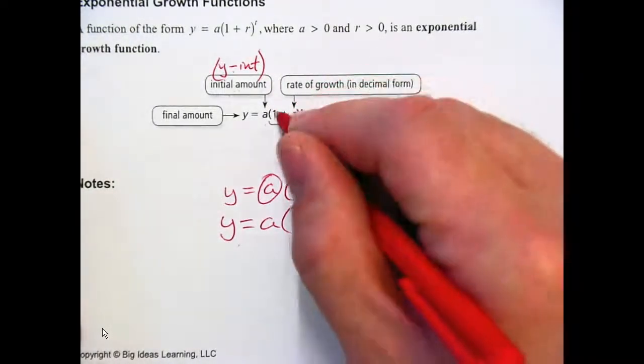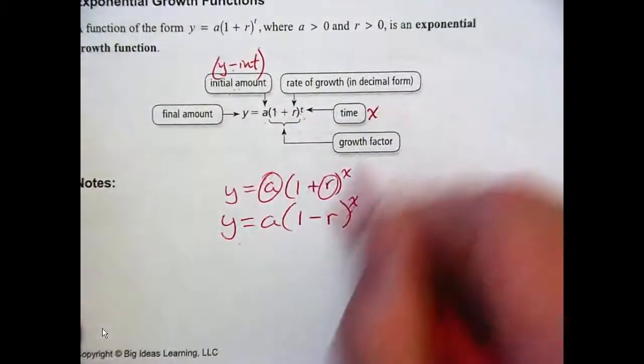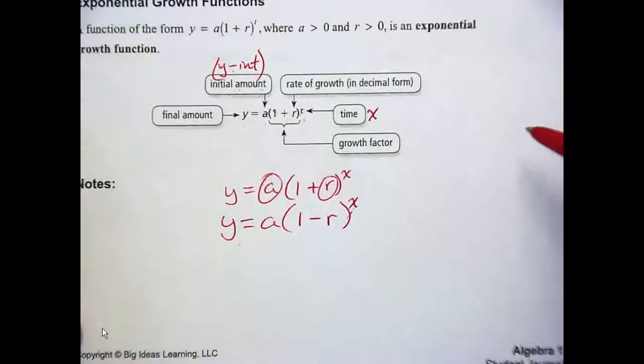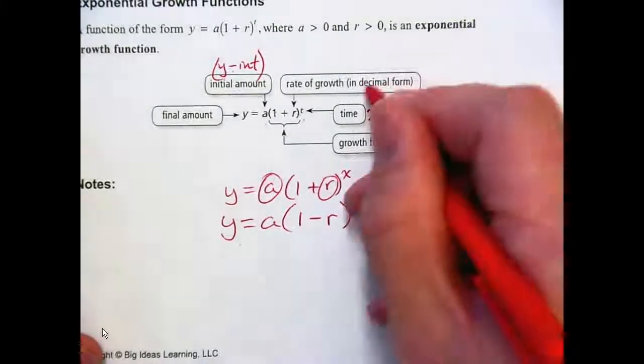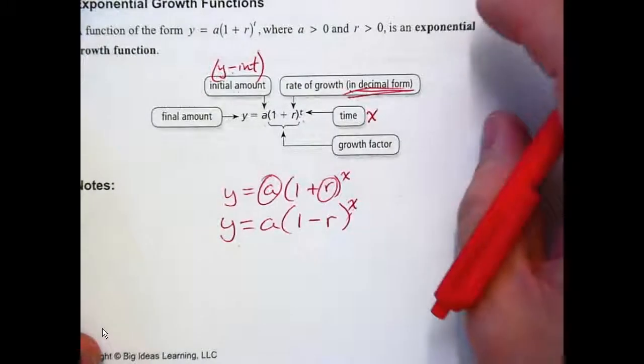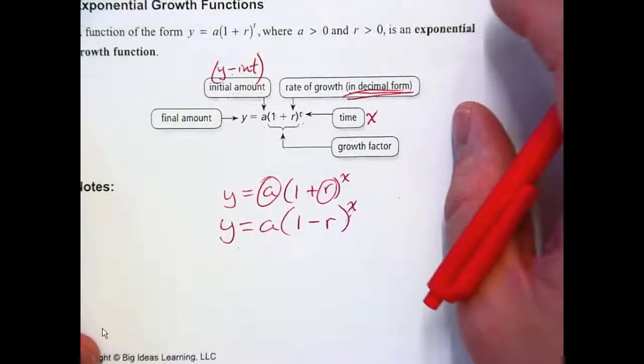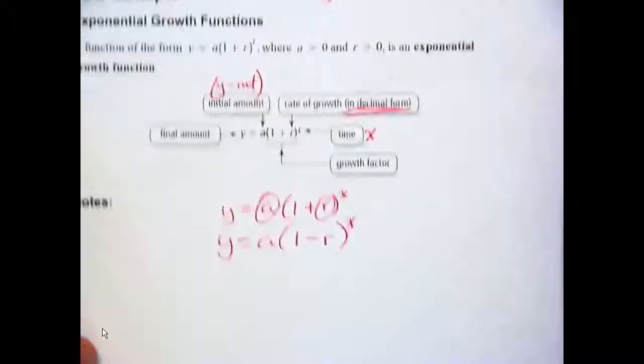It wouldn't be H because you'd have to have X in it. H would end up here with the X. It would have to be in the power position. R is just your rate, and it's a rate in decimal form. So like, you guys got a rate on your paper today. It was a rate in percent form. Tell your neighbor what your percent on your paper today was.